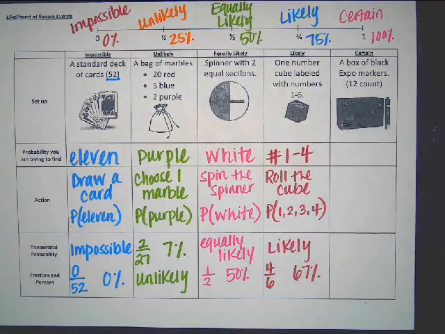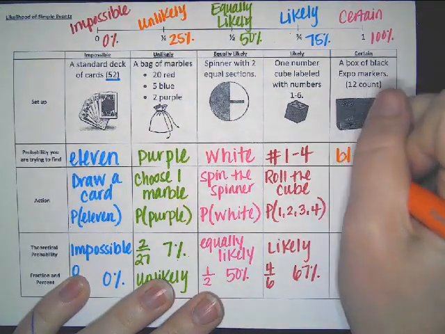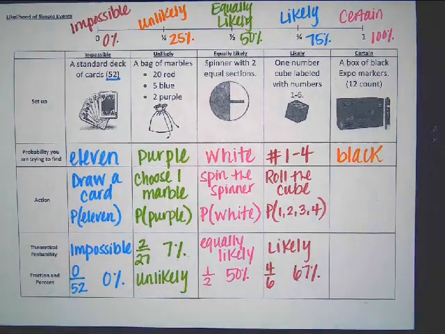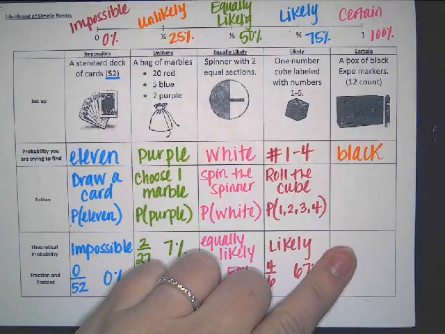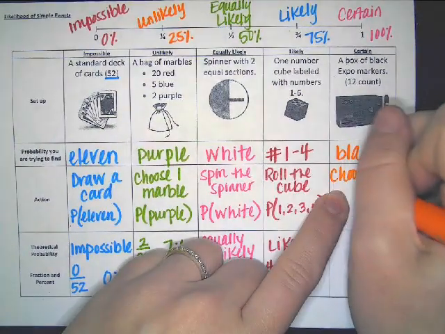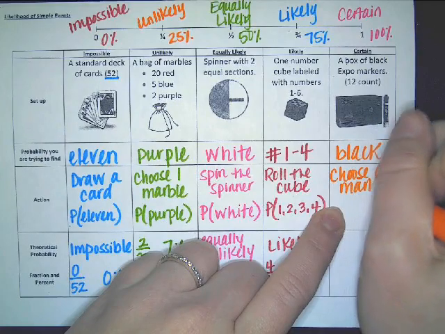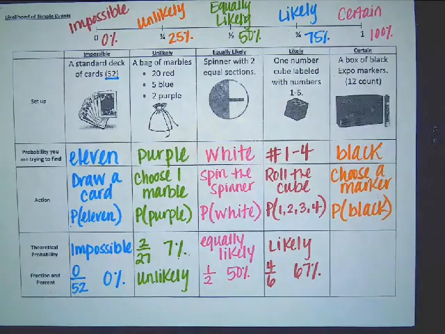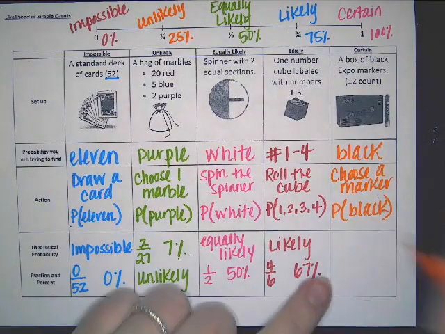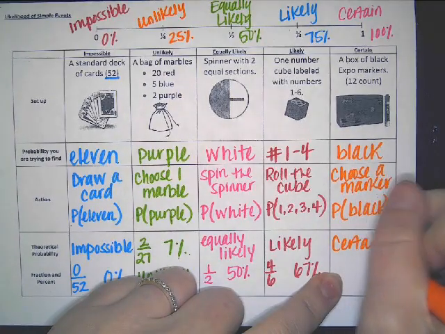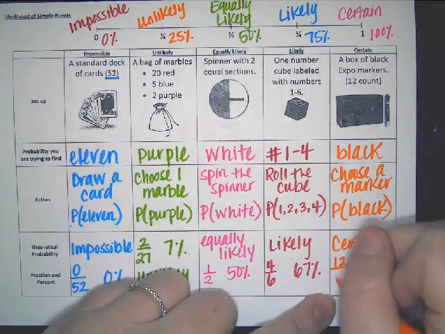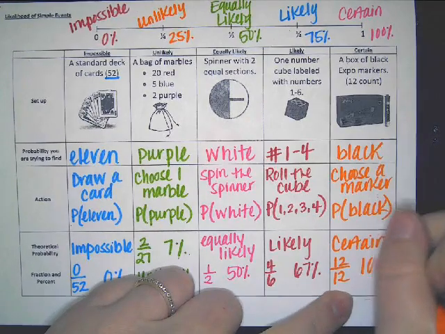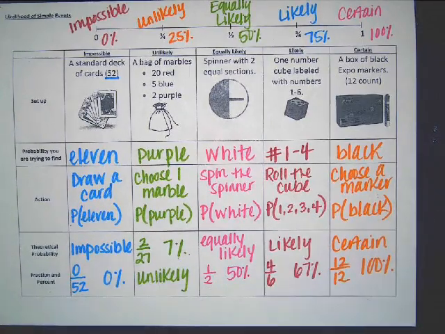We're now going to talk about something that's certain. I have a box of black Expo markers. There's a 12 count. What is the probability that I am going to pull out a black marker? Okay. In order to do this, I'm going to have to choose a marker. And we're looking for the probability that it will be a black marker. Doing so, I have a certain chance because 12 out of the 12 markers are black, meaning that it is 100% sure that this is going to happen for me.